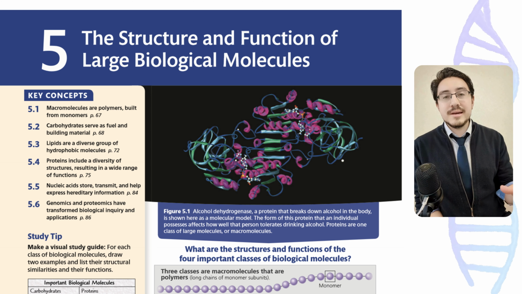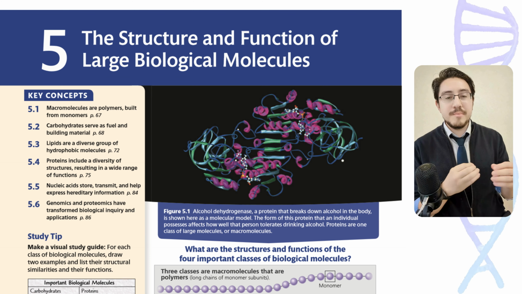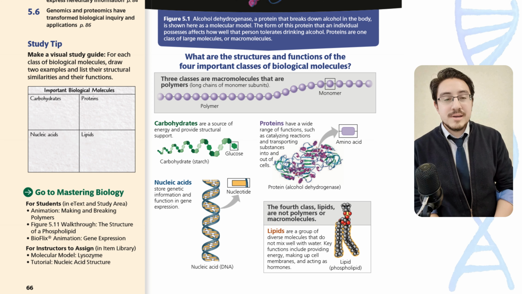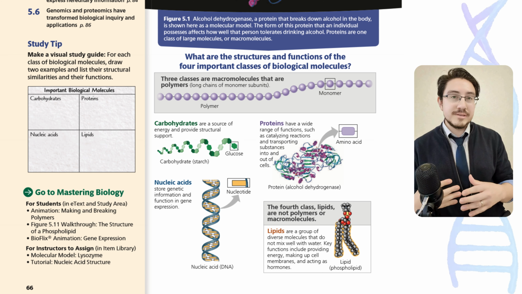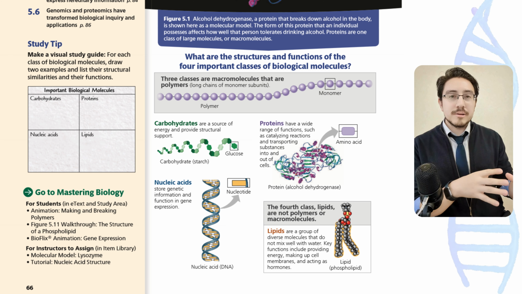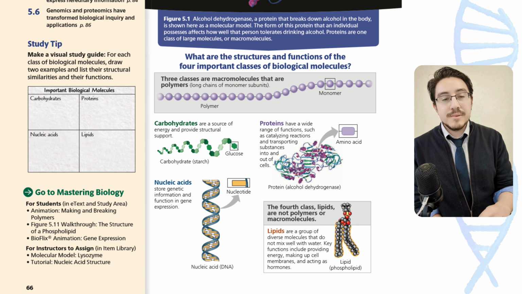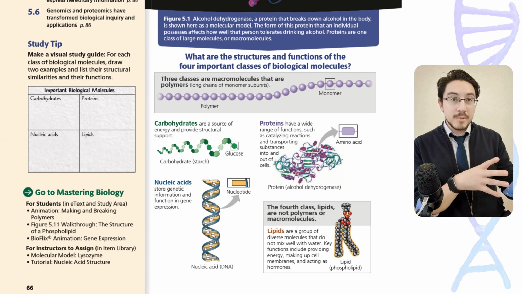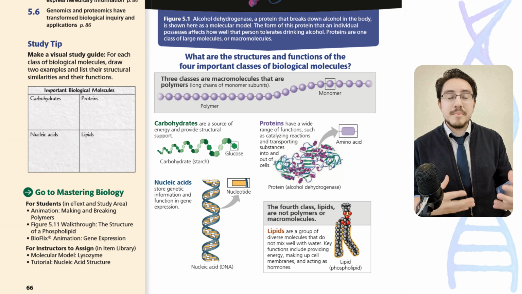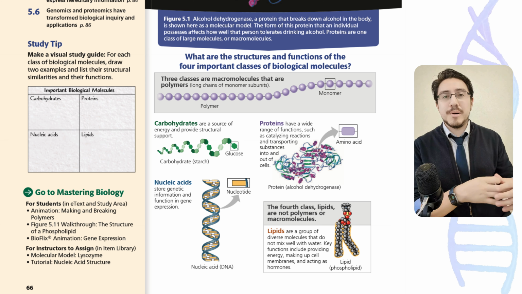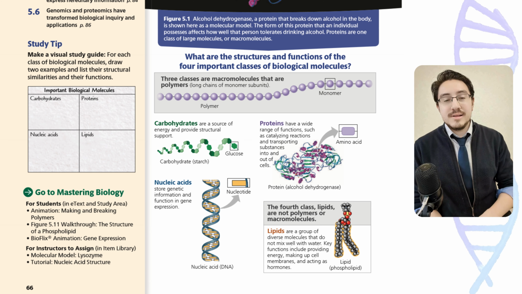Okay, so one of the main things we're going to focus on in this chapter is what are the structures and functions of 4 important classes of biological molecules. These include carbohydrates, proteins, nucleic acids, and lipids. Now, lipids aren't macromolecules per se, but they're still incredibly important biological molecules. Also, we're going to talk about how monomers, basically the building blocks of these macromolecules, combine and chain up together to create these polymers, or these very, very large chains of monomers.